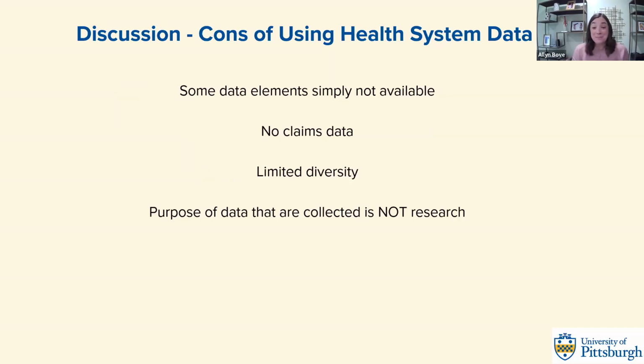Cons of this approach, some data elements were simply not available. For example, our original plan was to look at Medicaid or dual eligibility as our marker of socioeconomic status. But when we received the data, we realized that we couldn't tell which patients were dual eligible or who had a managed care Medicaid plan.